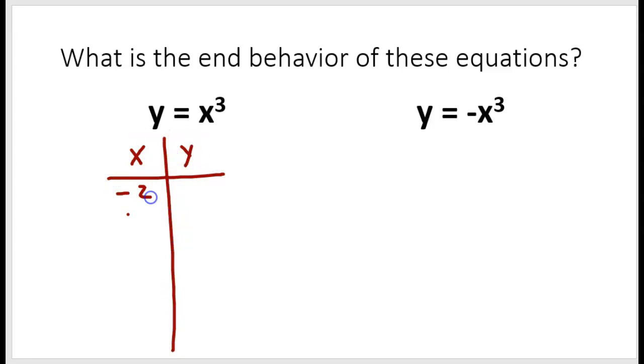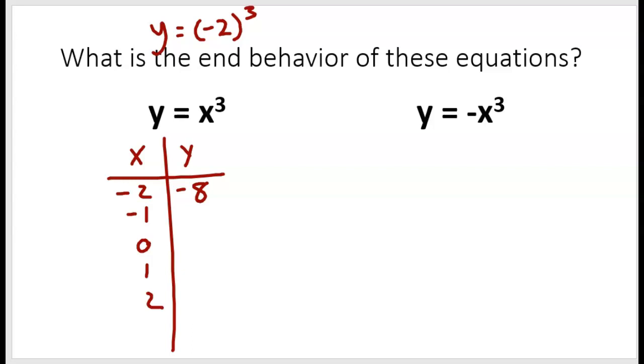I'm going to plug in negative 2, negative 1, 0, 1, and 2 again. Let's see what we get. If you plug in negative 2, negative 2 to the third power means negative 2 times negative 2 times negative 2, and that's negative 8. The negative didn't cancel.